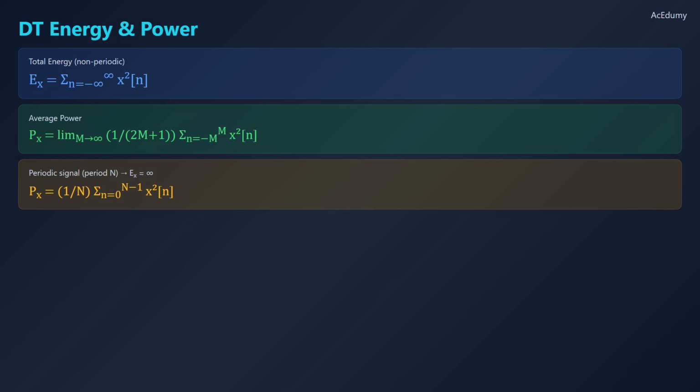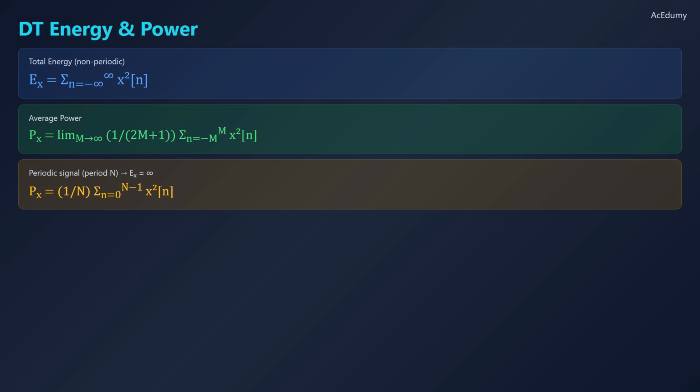Today we introduce two fundamental quantities that characterize signals: energy and power. For a discrete time signal x[n], the total energy is defined as Ex equals the sum from n equals negative infinity to positive infinity of x squared of n. The average power is Px equals the limit as M approaches infinity of 1 over 2M plus 1 times the sum from n equals negative M to M of x squared of n.